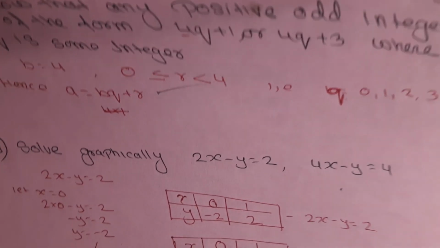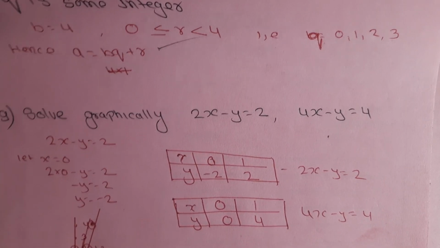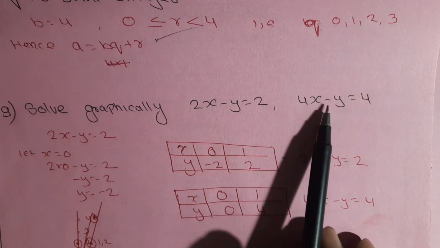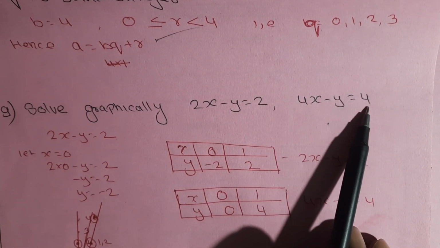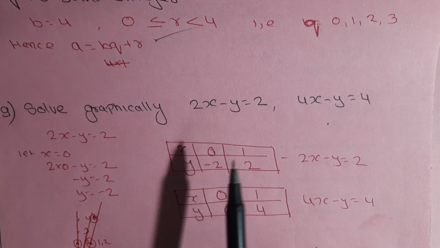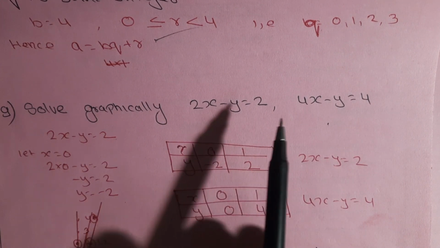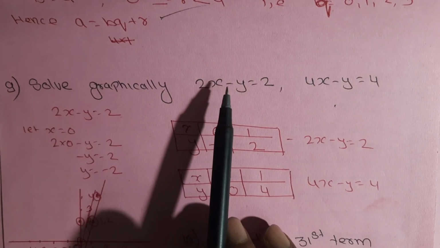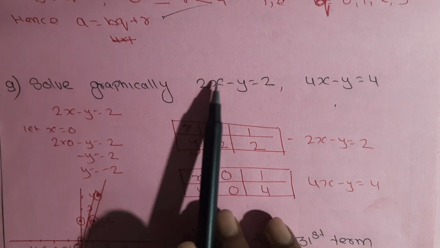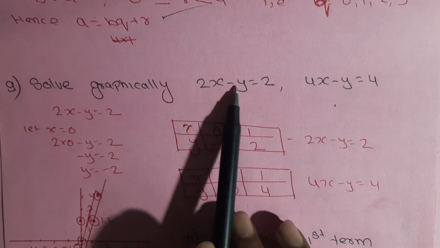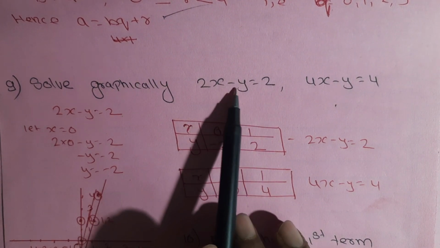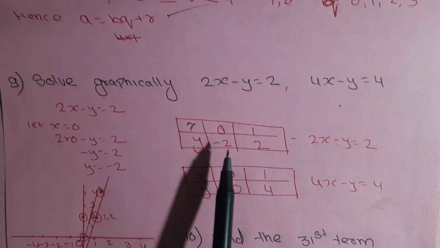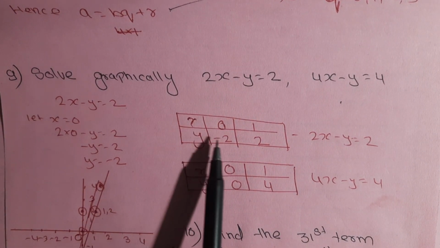We have to solve these equations graphically. Here we have two equations, 2x minus y is 2, and 4x minus y equals 4. For each equation we have to find at least two values to draw the graph. Here, if you put x equals 0, then 2 times 0 is 0, so 0 minus y is 2, so y will be minus 2.